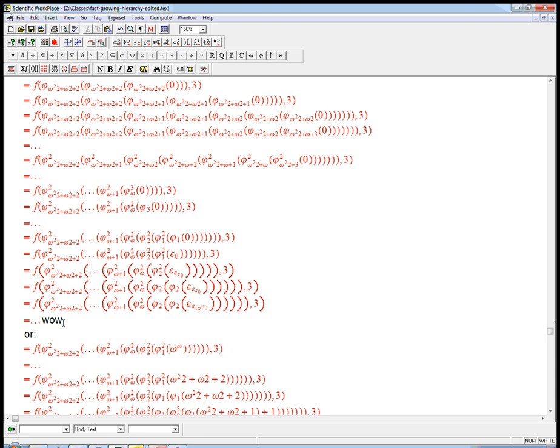Okay, at this point I just stopped and I said, wow, because remember, all these dot dot dots hide a fairly large number, not unbelievably huge, but a fairly large number of additional phi functions iteratively applied to this thing, which is already unbelievably huge.